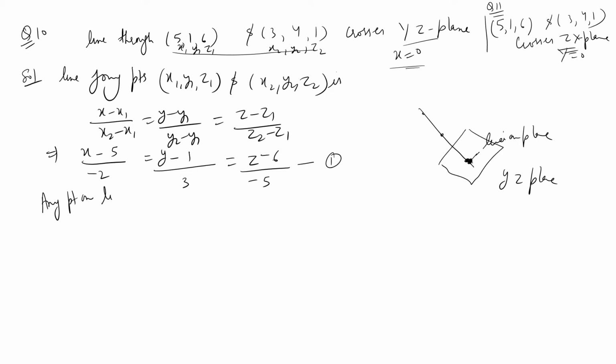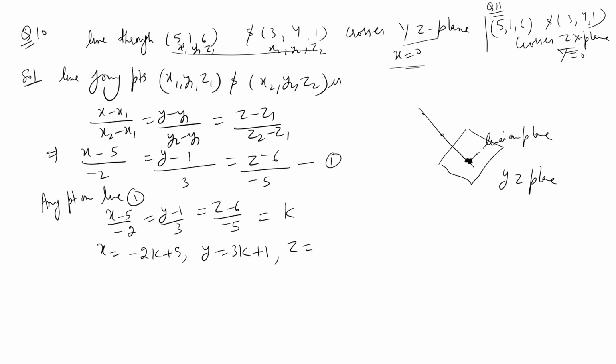Any point on line 1 is considered by putting the whole of the equation equal to k, because that may not be the same as these 2 points. So I will put it as k, and the point coordinates will be obtained by equating this to k. It is constant, so x is minus 2k plus 5, y is 3k plus 1, and z is minus 5k plus 6. And this is the point.